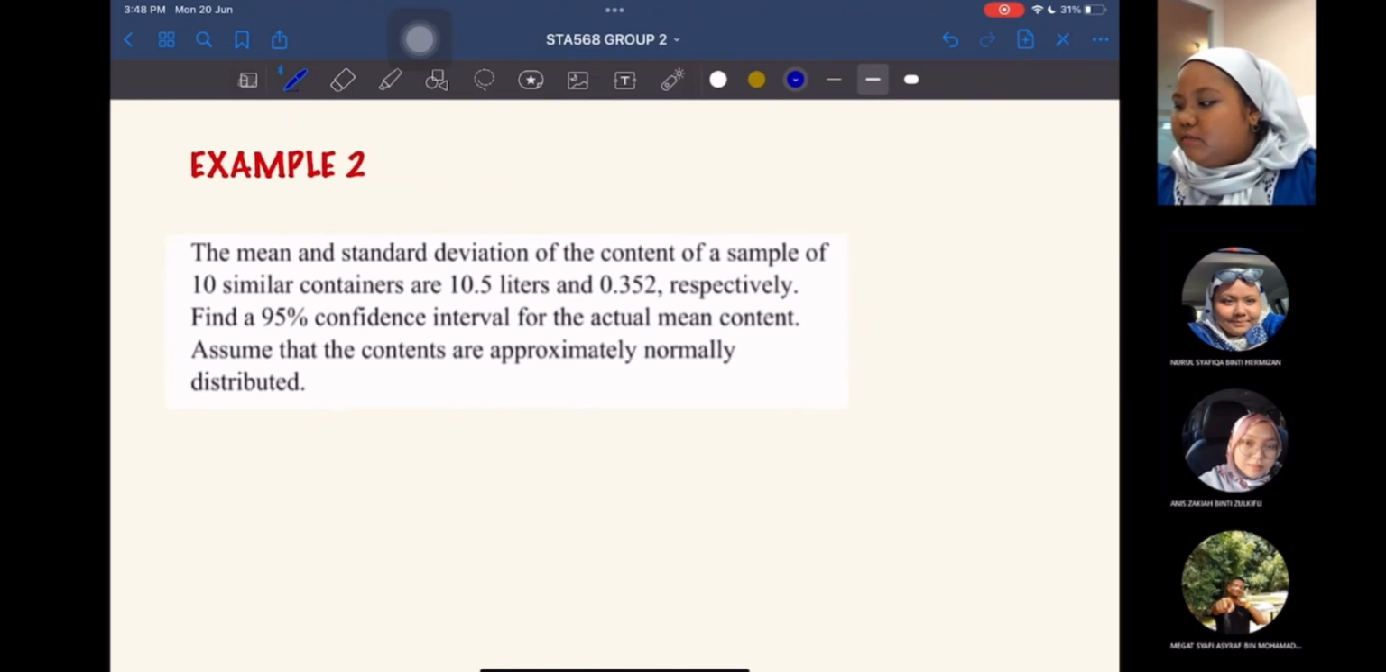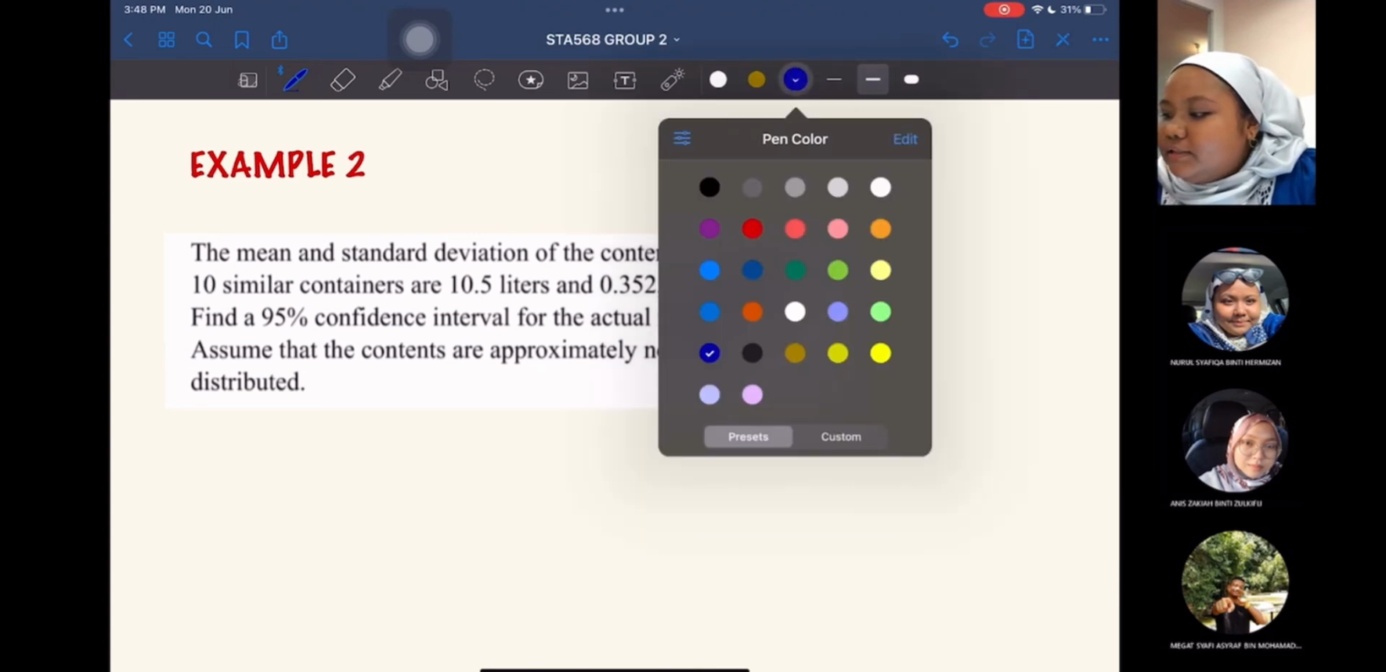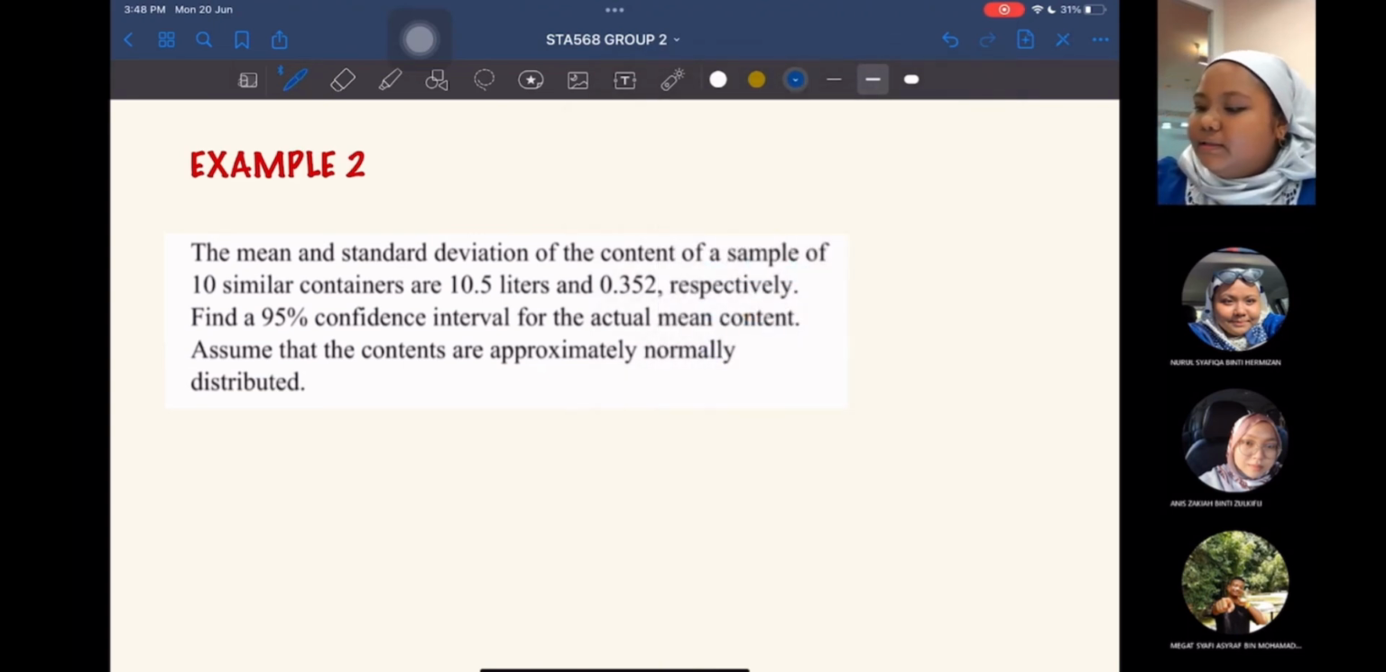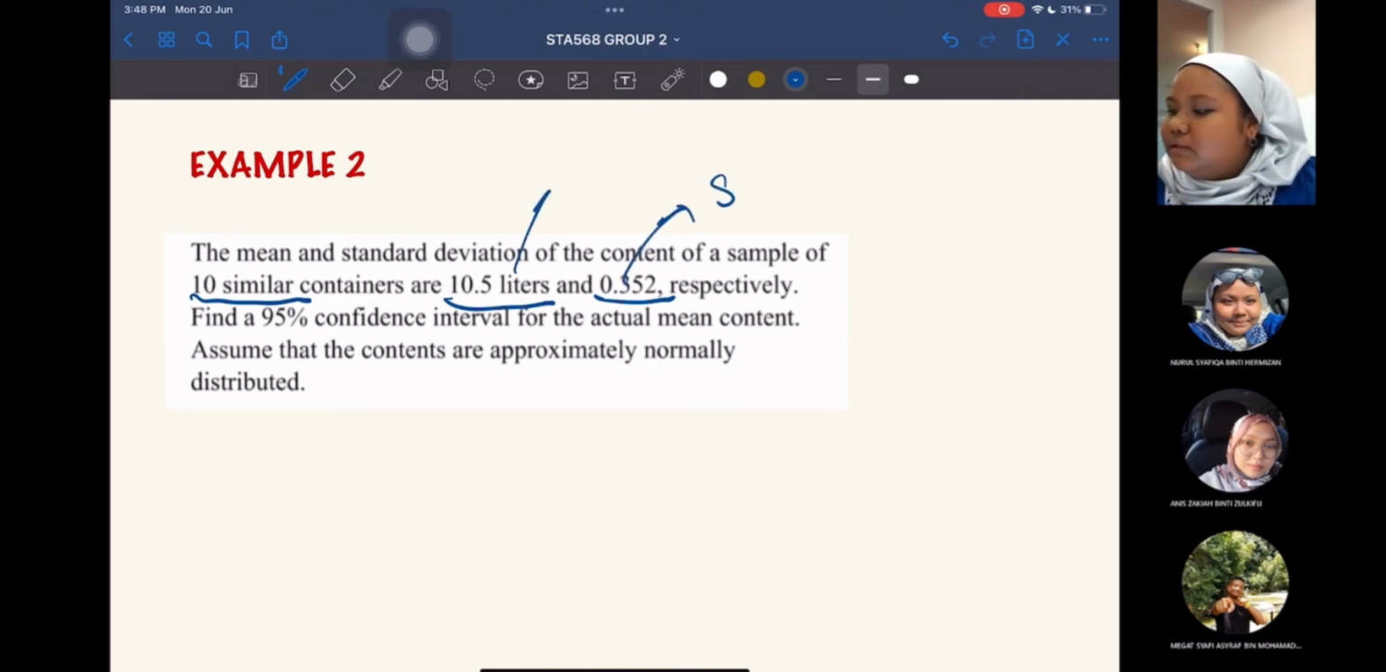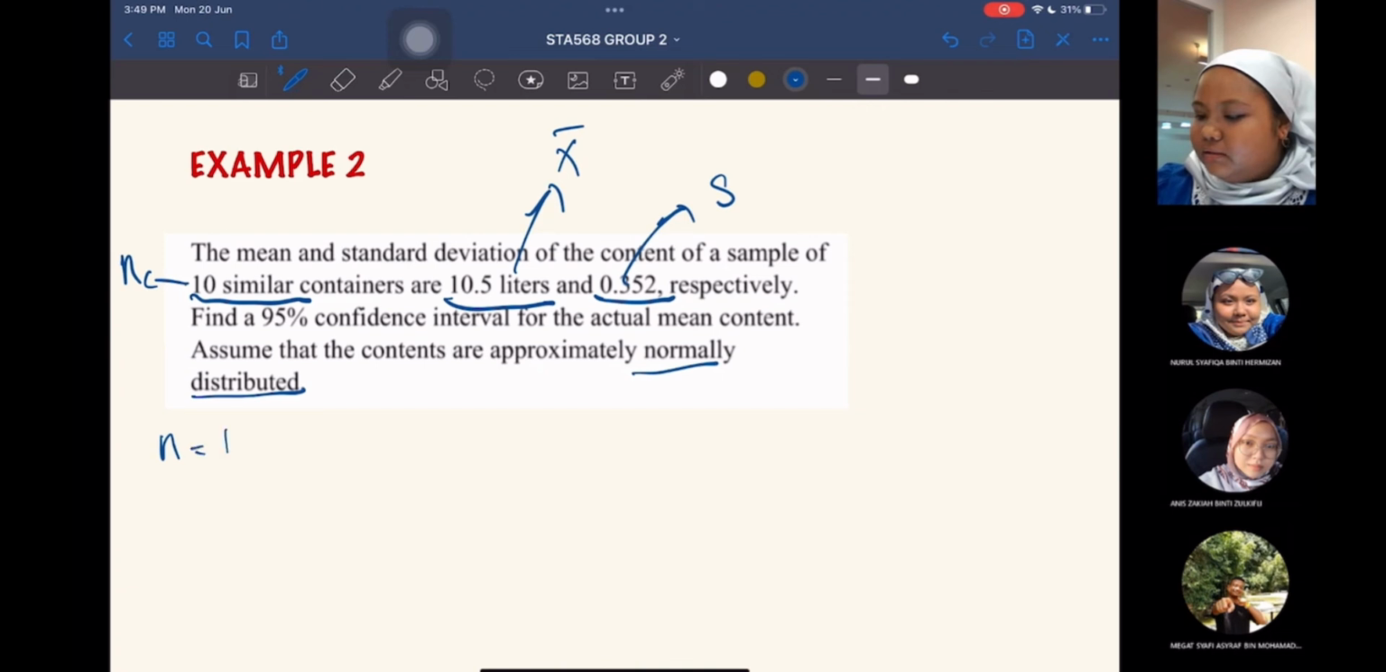As you can see, the mean and standard deviation of the content of a sample of 10 similar containers are 10.5 liters and 0.352 respectively. Find a 95% confidence interval for the mean content. Assume that the contents are approximately normally distributed. So as you can see, the 10 similar containers is our n and 10.5 liters is our x bar and 0.352 is our sample standard deviation. Here we have x bar and here we have n. Let us first take out what is in here.